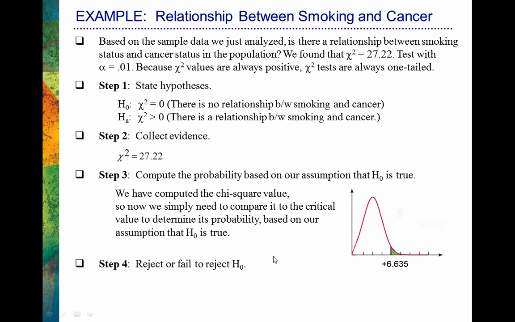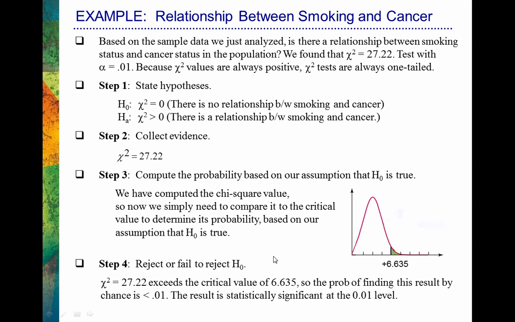So in step 4, we're going to go ahead and interpret those results. Our chi-square value of 27.22 exceeds that critical value of 6.635. So that means the probability of finding this result just by chance is less than 1%, because chi-square values that are this large occur just by chance less than 1% of the time. And that was all that we needed to prove. That was our cutoff point. So the result is statistically significant at the 0.01 level.